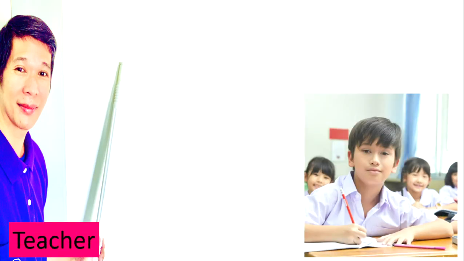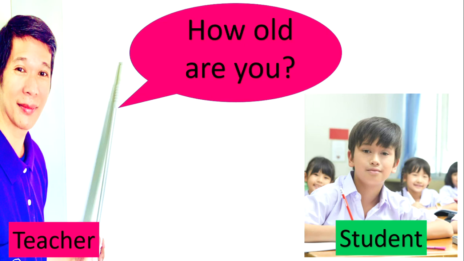What about this one? He is a teacher. He is a student. What about this question? How old are you? It means you have to say your age. For example, if you are 7, I am 7 years old. If you are 8, I am 8 years old. If you are 9, I am 9 years old. If you are 10, I am 10 years old.